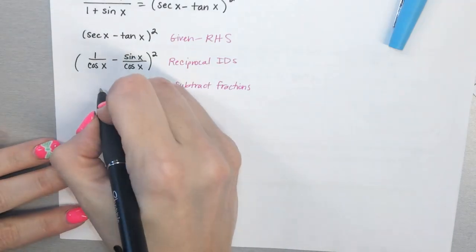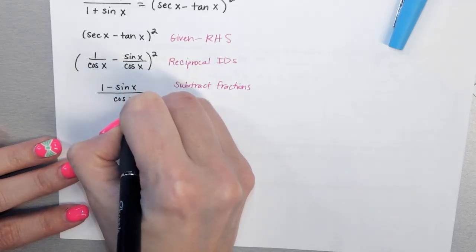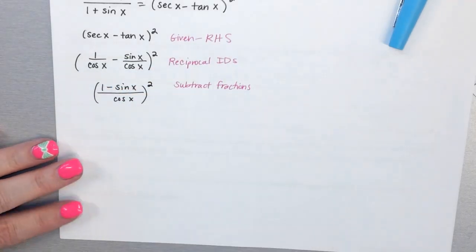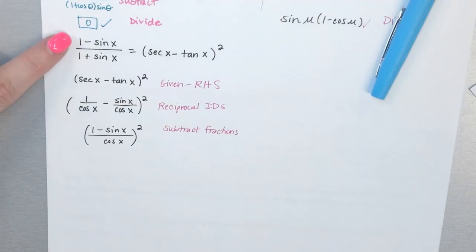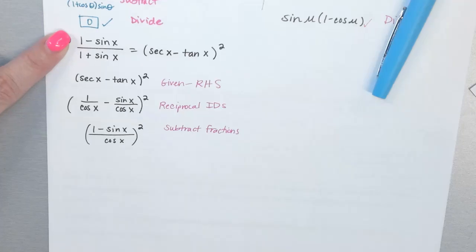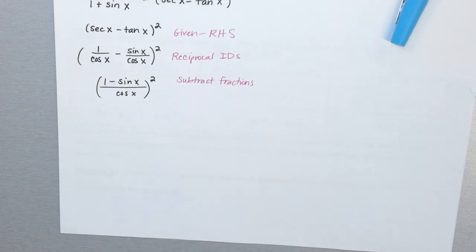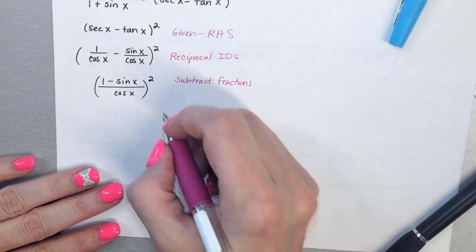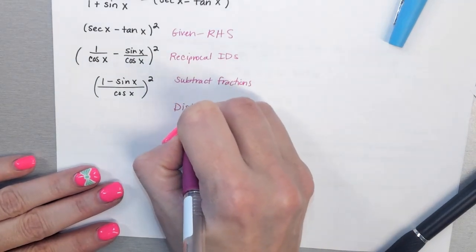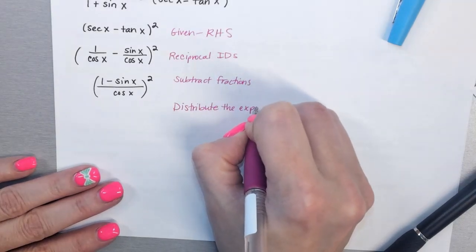Okay, so we have 1 minus the sine of x over the cosine of x. And I can see here that I need to end up with 1 minus the sine of x on the top. I am getting closer to that now that I've performed that step. And when you have a square with a fraction, you can distribute that exponent or the power. Okay, so we're going to distribute the exponent.